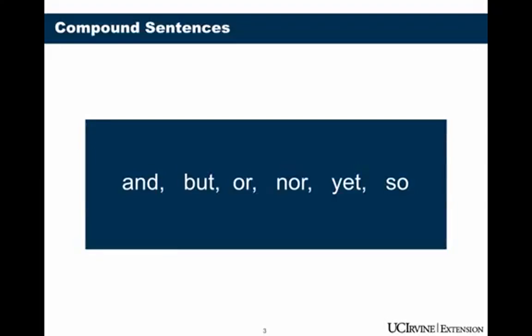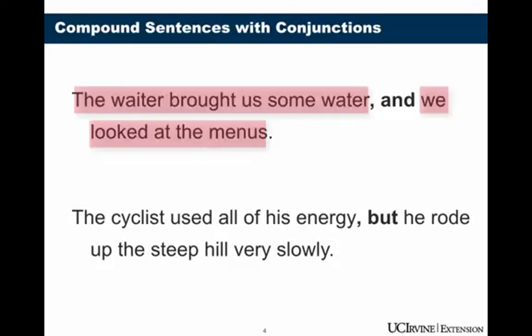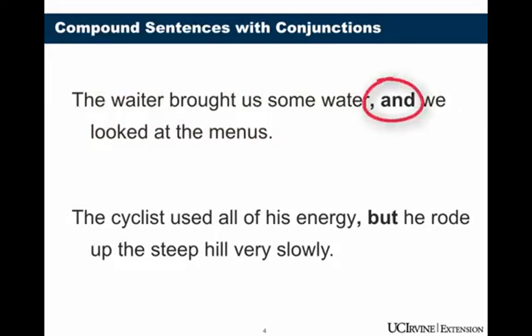Remember, these are some of the conjunctions that can be used with a comma to make a compound sentence. You join two independent clauses with these conjunctions. And this makes one type of compound sentence. Here are some examples of those compound sentences. The waiter brought us some water, and we looked at the menus. We have two sentences here, and they are joined with the comma and the conjunction and.